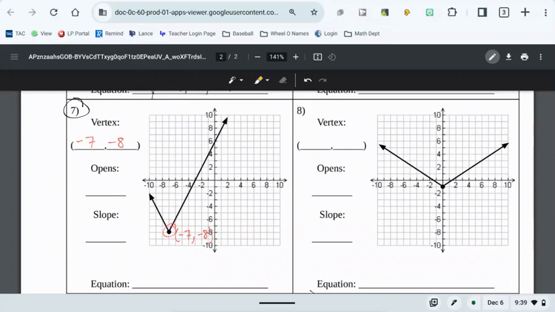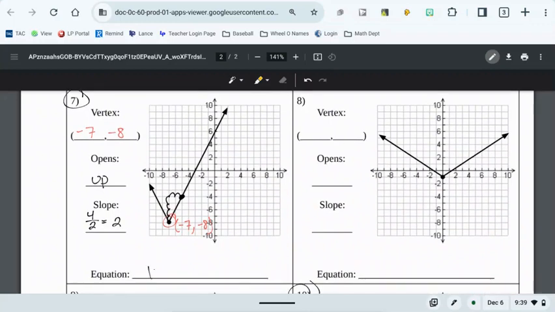Then we have, which way does our graph open? It opens facing up. The V is facing up. And then we have our slope, so we have to find another coordinate on here. This one looks good to me, so we go up 1, 2, 3, 4. We go to the right 2, which simplifies to 2. And again, it's going to be positive because our graph is facing up.